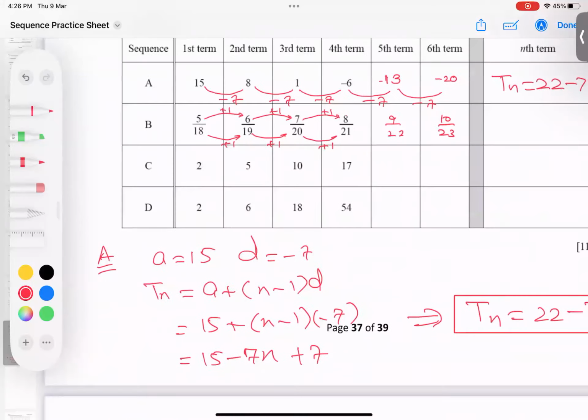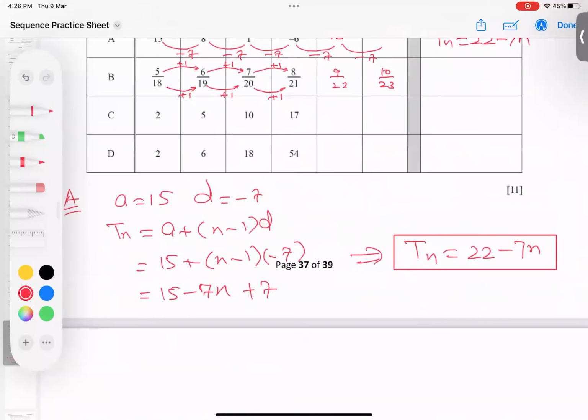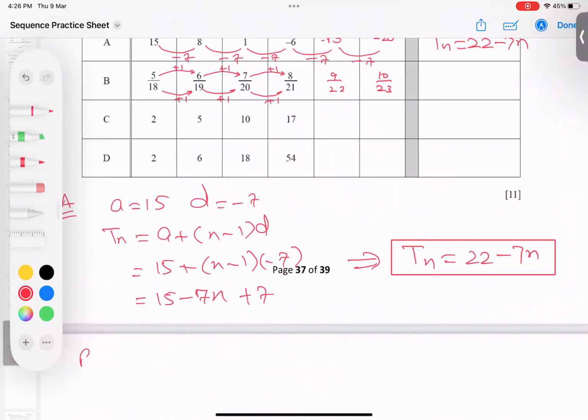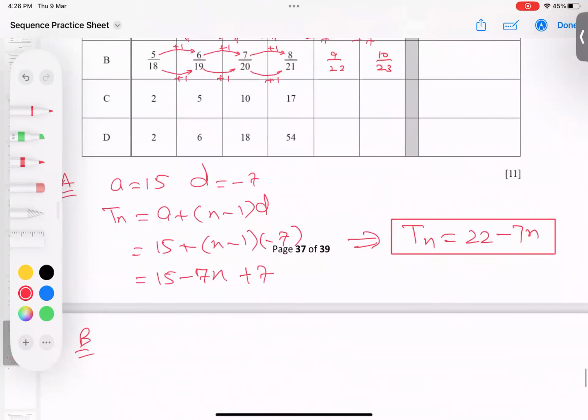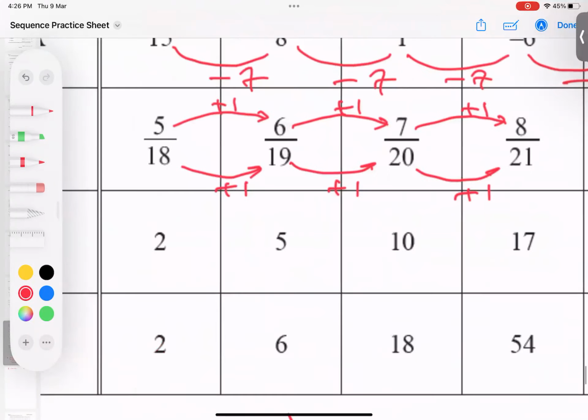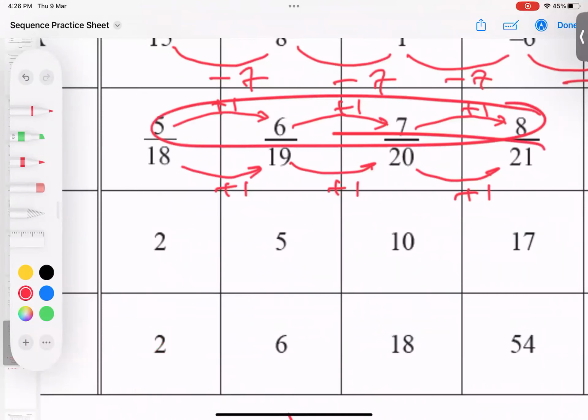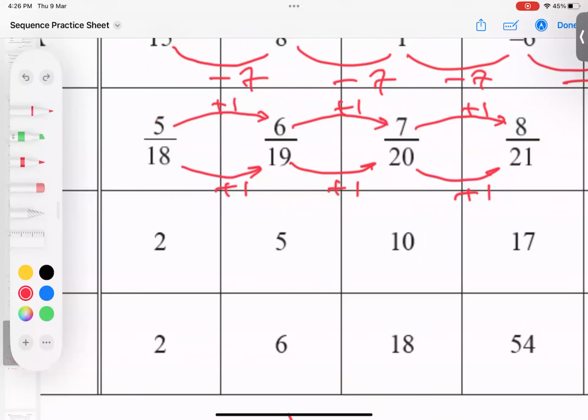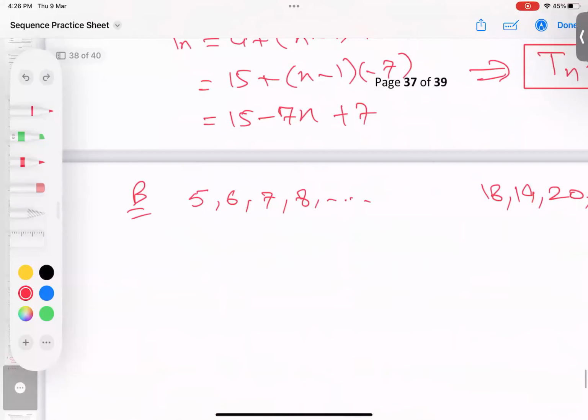Alhamdulillah Rabbil Alameen. But how to get the nth term? That's tricky. Okay, so let's start. B sequence. Then what I will do, I will write both sequences separately: 5, 6, 7, 8, and second is 18, 19, 20, and so on. So I copied what I have done. I take the upper values separate and the lower values separate. So now I'm going to do both one by one.